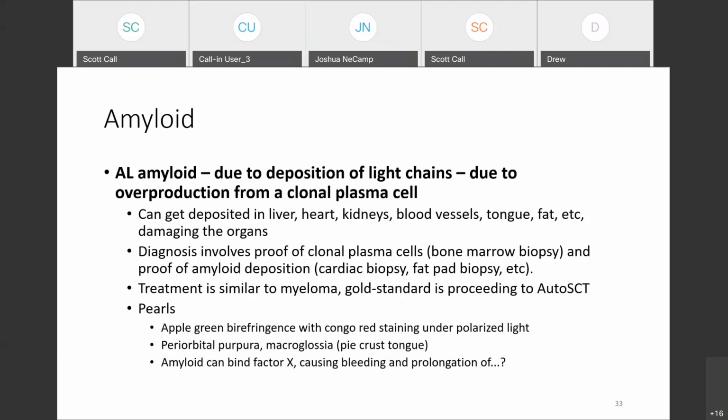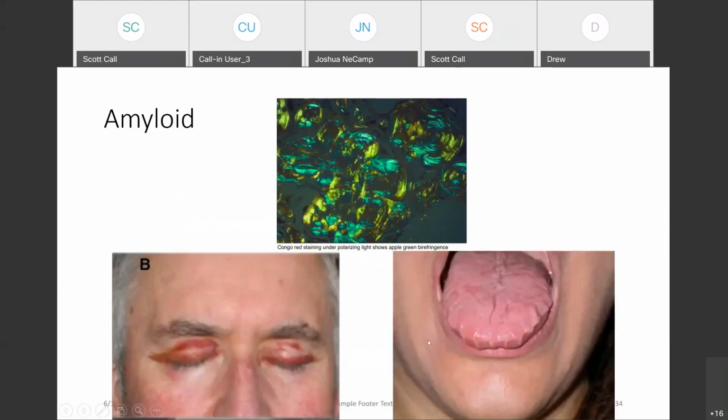And then just remember a couple pearls on amyloid. It's the one that classically, when you stain it with Congo red and put it under polarized light, will cause apple green birefringence. There are also a couple of maybe testable physical exam findings that patients can have: periorbital purpura. They can also have macroglossia, also known as pie crust tongue, which is kind of gross but fun to say. I think I have a picture of it on the next slide. You can see their tongue actually gets little ridges in it that sort of look like the crust of a pie, so pie crust tongue. The other pictures are just the periorbital purpura and the apple green birefringence.